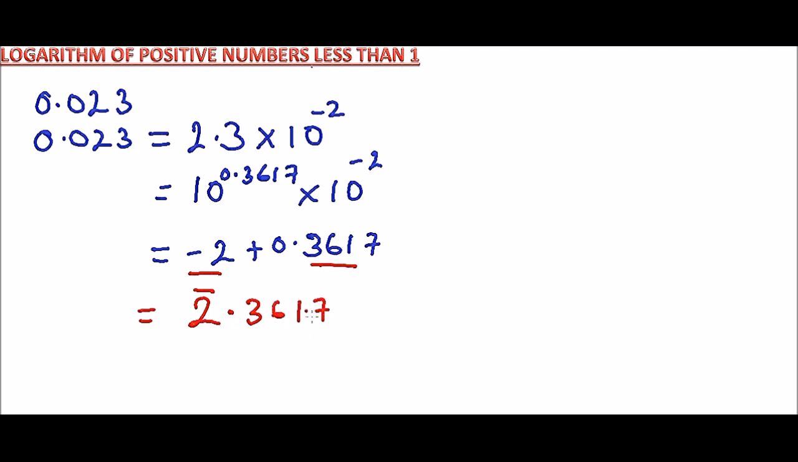3617. What this means is that this is a negative, and this is a positive value. So we are mixing a positive value and a negative value. So when you combine both, that is the logarithm. It is read as bar 2.3617. Let me write that for you.